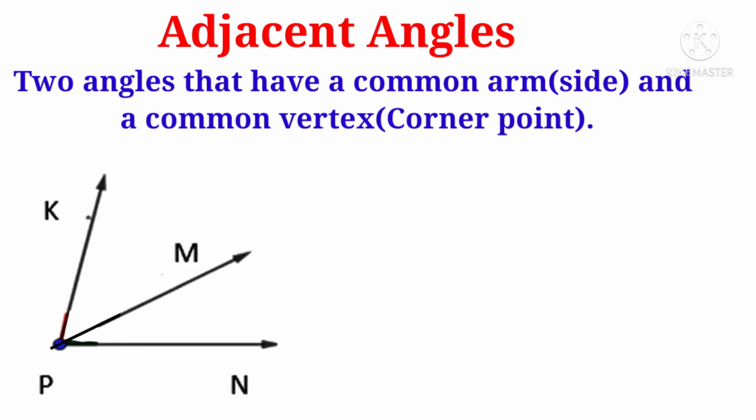Now let us see the figure. Here PM is the common ray for the two rays PK and PN, and P is the common vertex or corner point. So the angles on either side of PM, shown in red and black colors, are examples of adjacent angles.